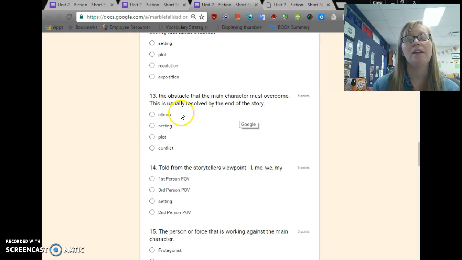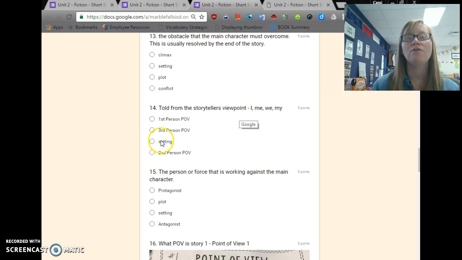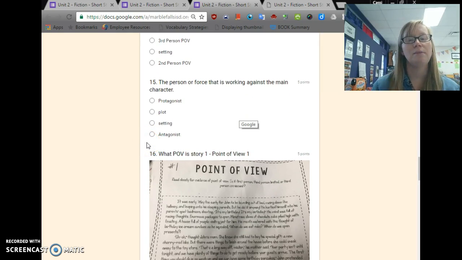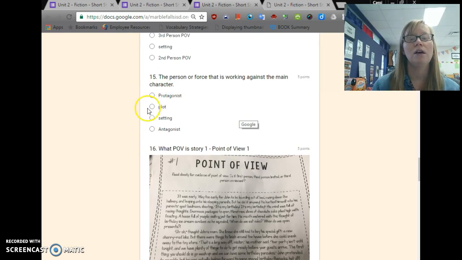13. The obstacle that the main character must overcome. This usually is resolved by the end of the story. Is this the climax, the setting, the plot, or the conflict? 14. Told from the storyteller's viewpoint. I, me, we, my. Is this first person point of view, third person point of view, the setting, or second person point of view? 15. The person or force that is working against the main character. Is that the protagonist, plot, setting, or antagonist?